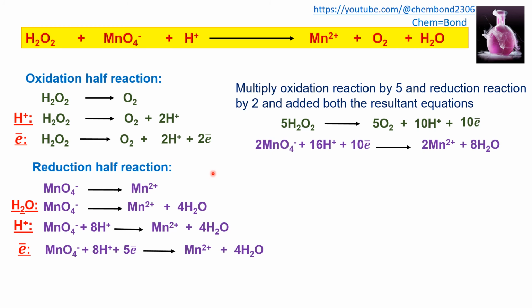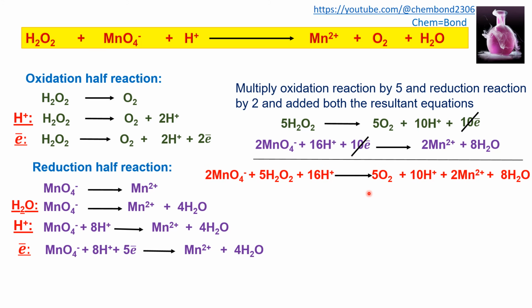Also the permanganate anion reaction is multiplied by 2: 2 permanganate anion is combined with 16 H plus and 10 electrons. It is producing 2 manganese plus 2 and 8 water molecules. Now 10 and 10 electrons will cancel out. We will get the equation.